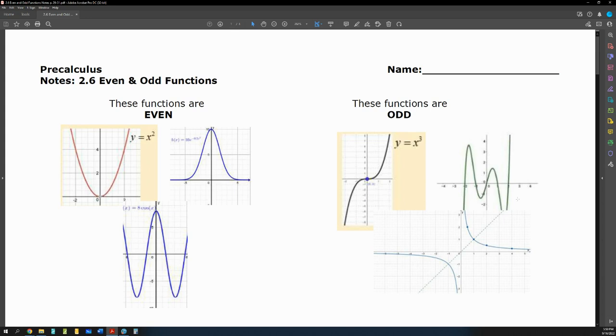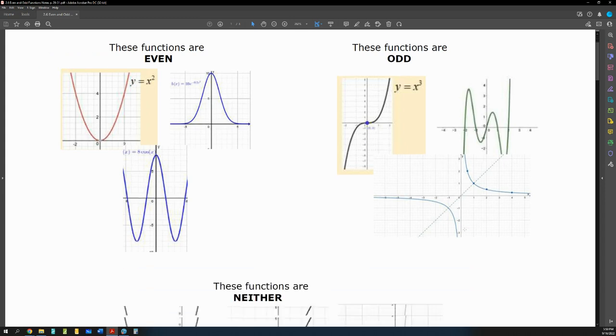For odd functions, you might notice that the positive x side, or quadrants 1 and 4, is reflected over the y-axis, but then also reflected over the x-axis. So you can also think of this as a rotation of 180 degrees around the coordinate plane. These functions are all odd, and this is true for all three graphs.